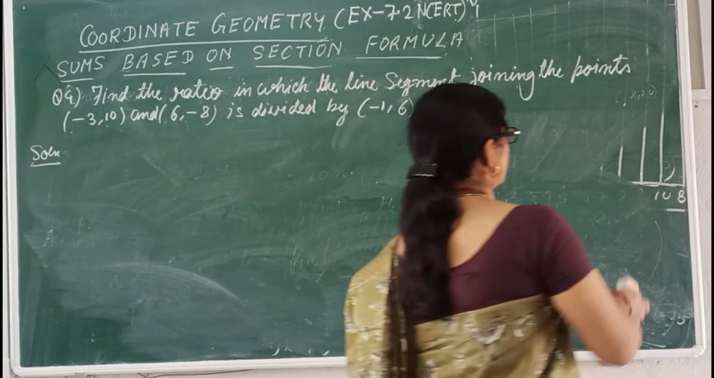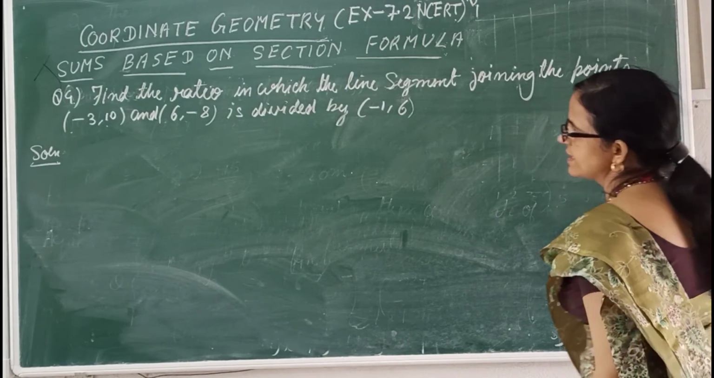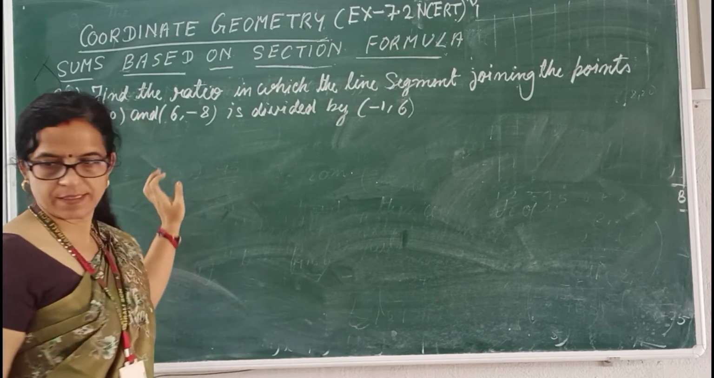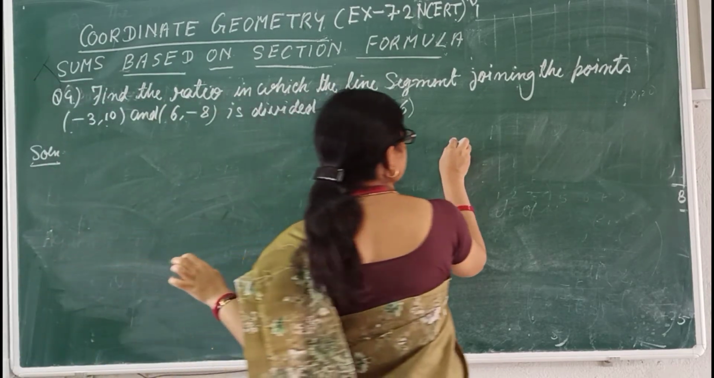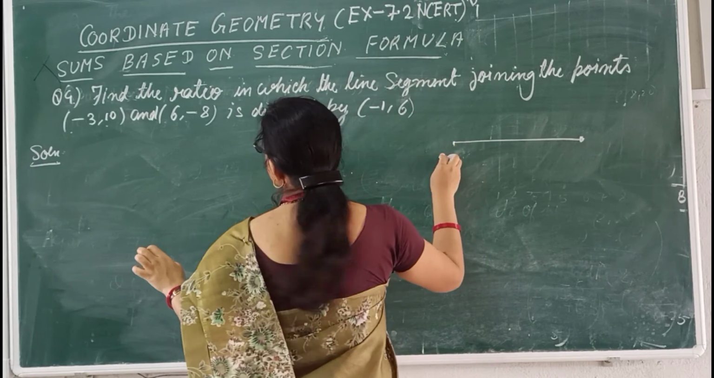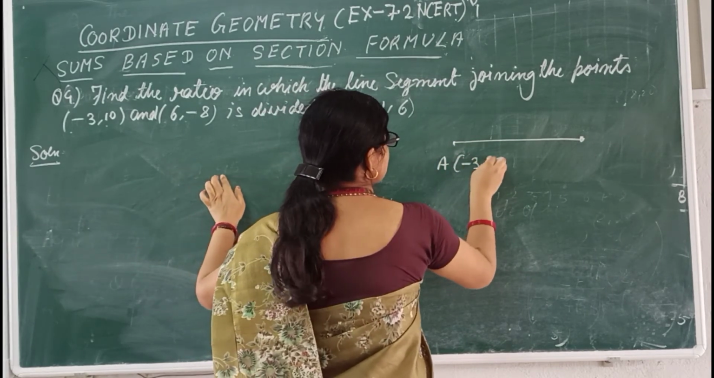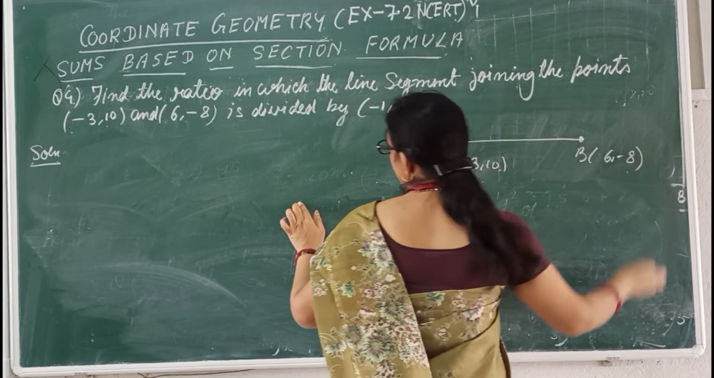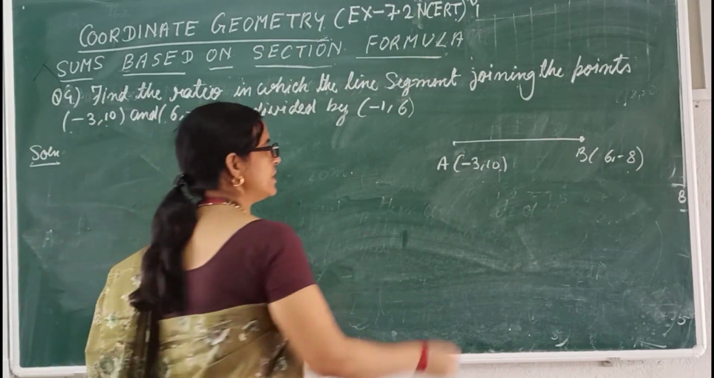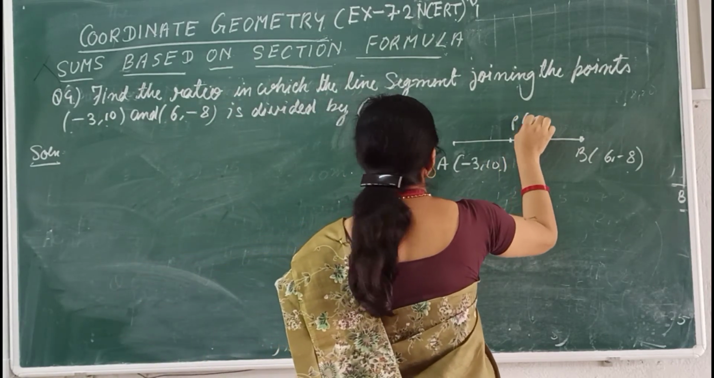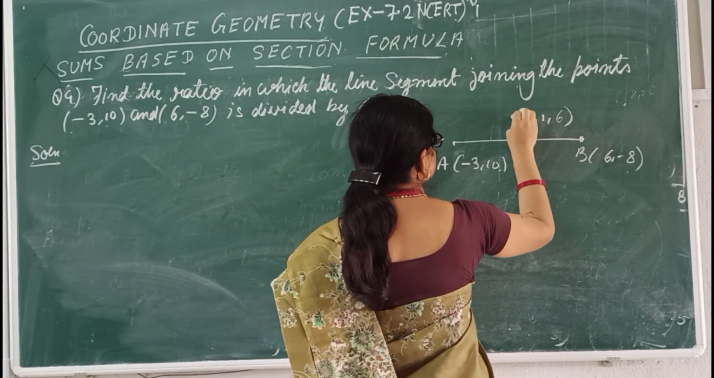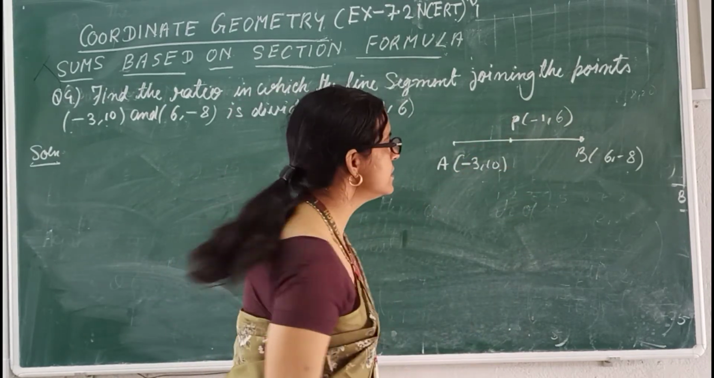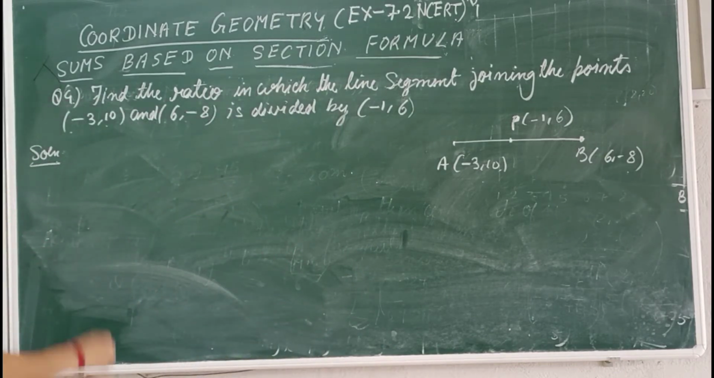Now let us move to question number 4. Question number 4 says: find the ratio in which the line joining the points this and this is divided by one more point given. So let us name the points: A (-3, 10) and B (6, -8), and let us name the third point P (-1, 6). We have to find the ratio in which P is dividing the line segment joining the points A and B. So let us start.